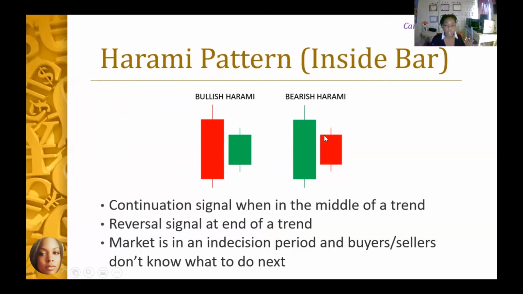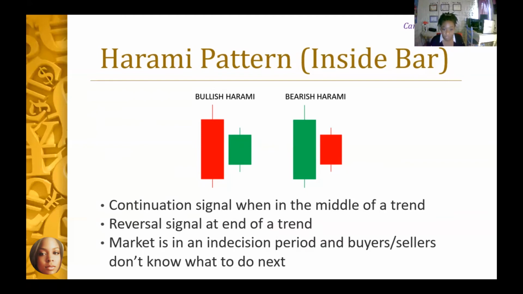When you see the bearish one in the middle of a downtrend, and when I say in the middle, I mean not anywhere near a support and resistance level. Support and resistance is the top and the bottom of the trend. Support is the bottom of the trend. Resistance is the top of the trend. When you see this in the middle of a trend, meaning it's not anywhere near a support and resistance level, then you know it's going to be a continuation.